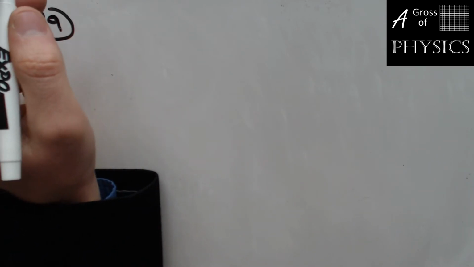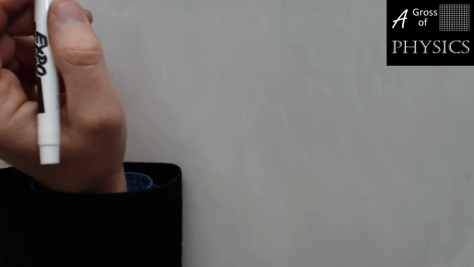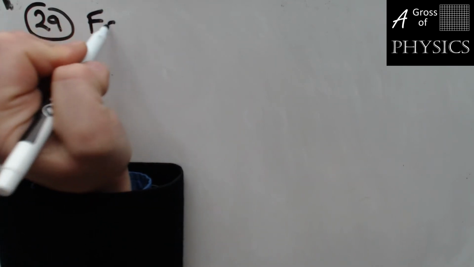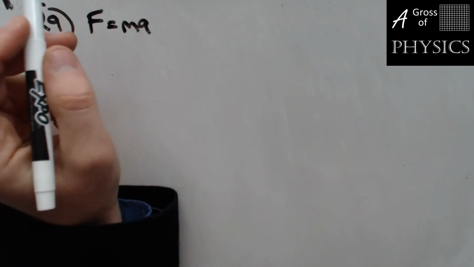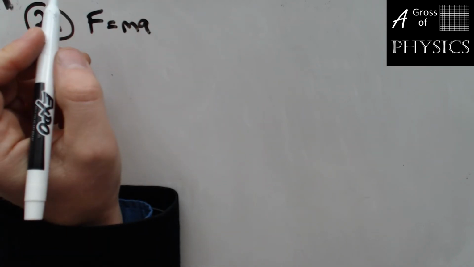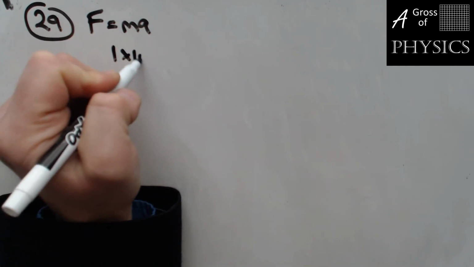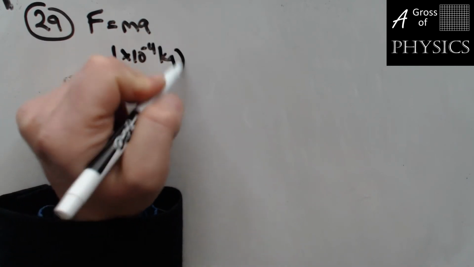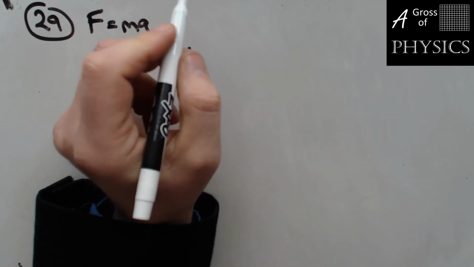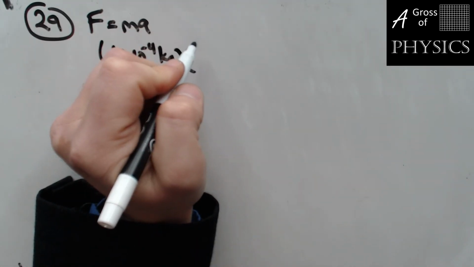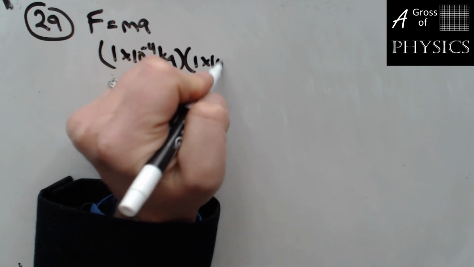All right, 29. We have an automobile striking an insect. The insect is accelerated, so it's going to be F equals ma. And the force on the insect is going to be based on the mass of the insect. So 1 times 10 to the negative 4 times the acceleration of the insect, 1 times 10 to the 2.